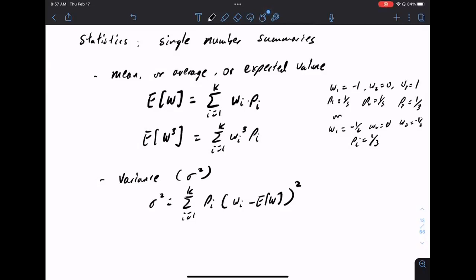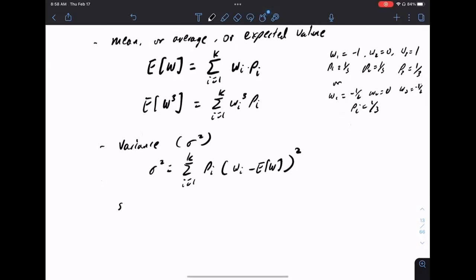So the standard deviation is, just by definition, the square root of this number. This number has a unit that is squared, so the standard deviation brings it back to the same unit. Any questions on these?